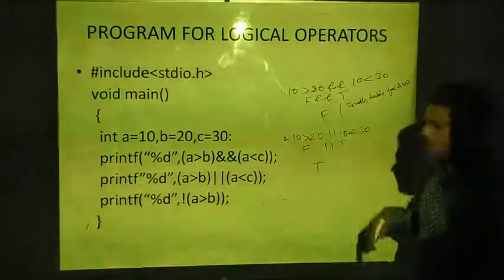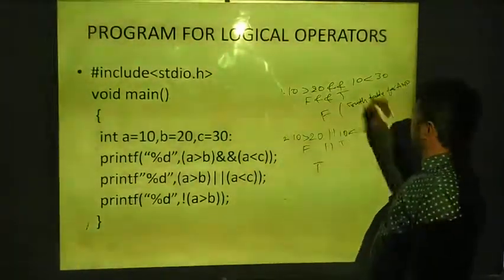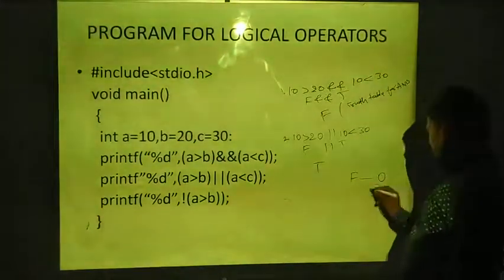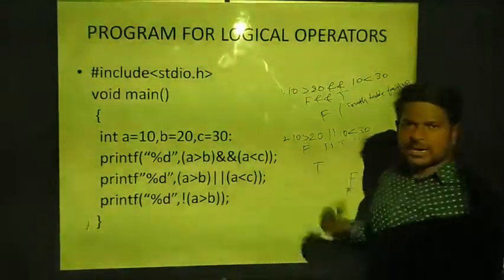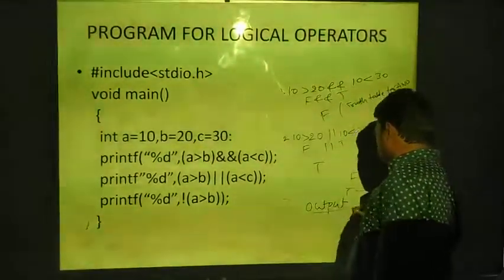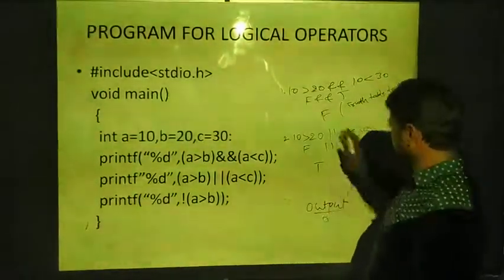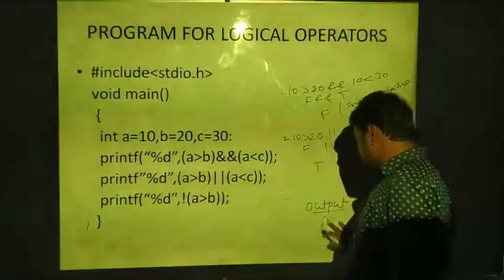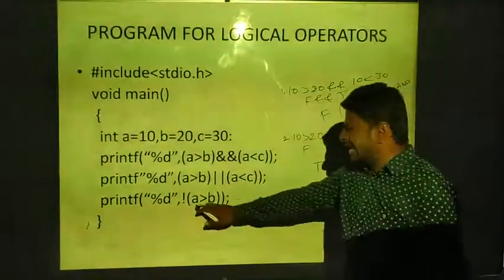Okay. So here you cannot see the output as true or false. You will see the result as 0 for false and 1 for true. If it is false, the display will be 0. If it is true, it displays as 1. What will be the output? You can see here now. For this statement, output will be 0. Why? Because we got false here. Next, for this statement, we will get output as true. True means what? 1.